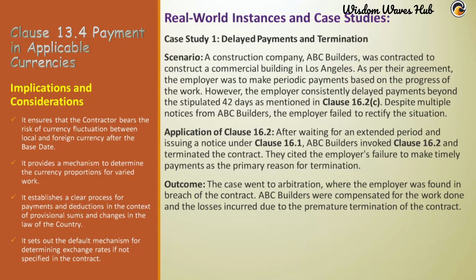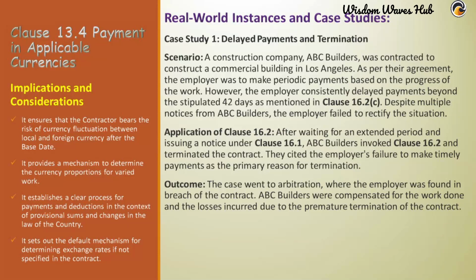Let's delve into some real-world instances and case studies concerning Clause 16.2 termination by contractor from the FIDIC Yellow Book 1999. Case Study 1. Delayed payments and termination. Scenario. A construction company, ABC Builders, was contracted to construct a commercial building in Los Angeles. As per their agreement, the employer was to make periodic payments based on the progress of the work. However, the employer consistently delayed payments beyond the stipulated 42 days as mentioned in Clause 16.2c. Despite multiple notices from ABC Builders, the employer failed to rectify the situation.